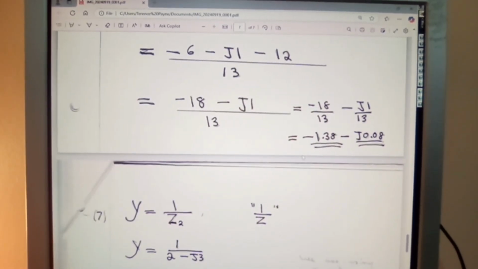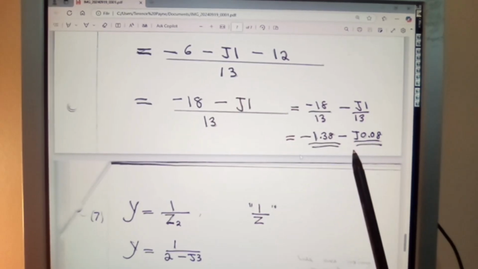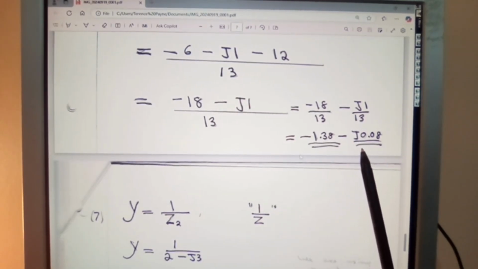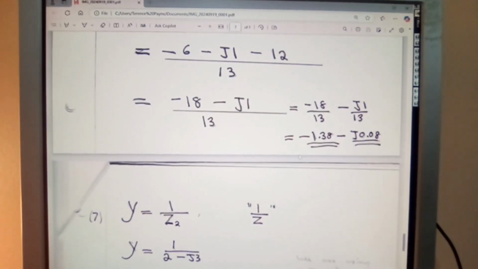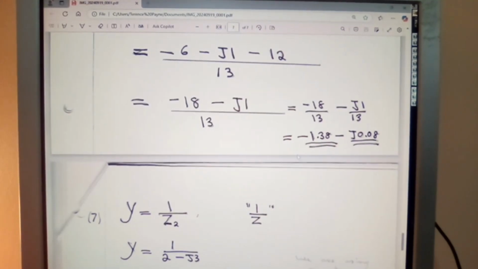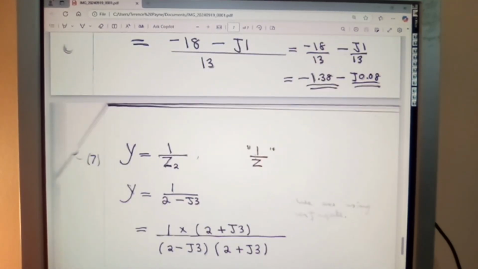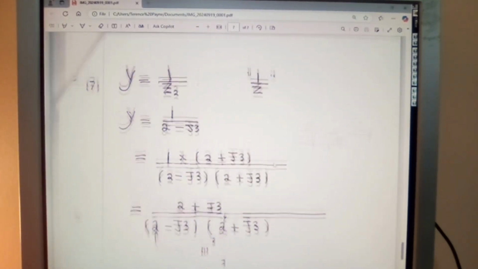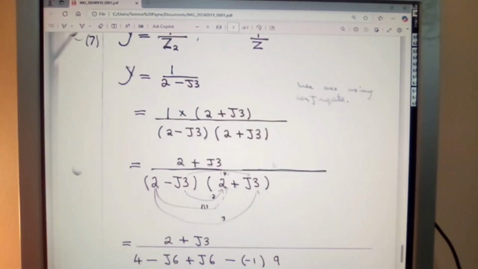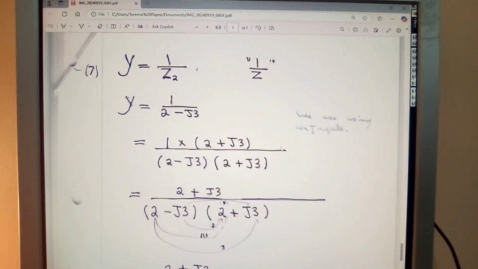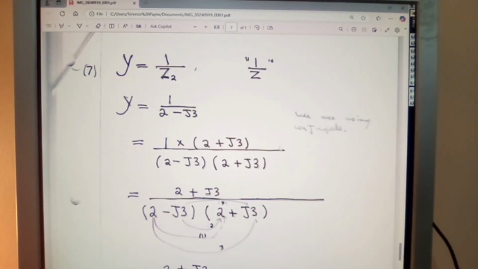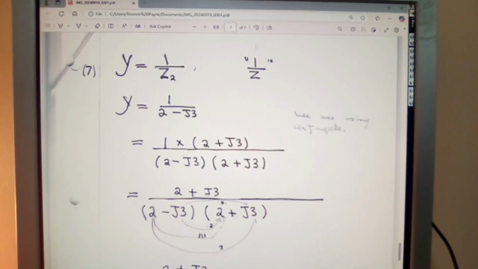And here we have minus 1.38 minus J0.08. Now again, make sure that you are happy with that result. I always leave my questions open because I'm never quite sure. And y equals 1 over z2 equals, well, it'll be 1 over z if you like.